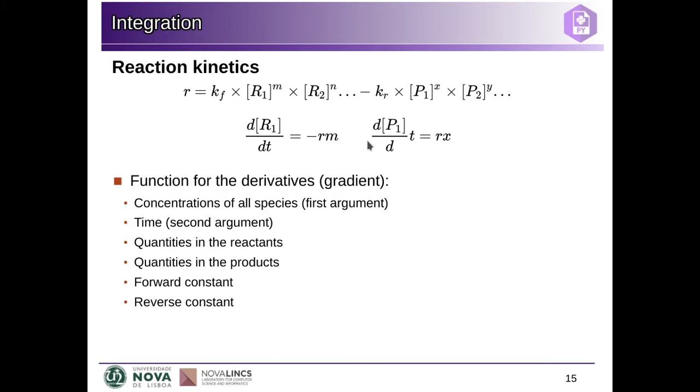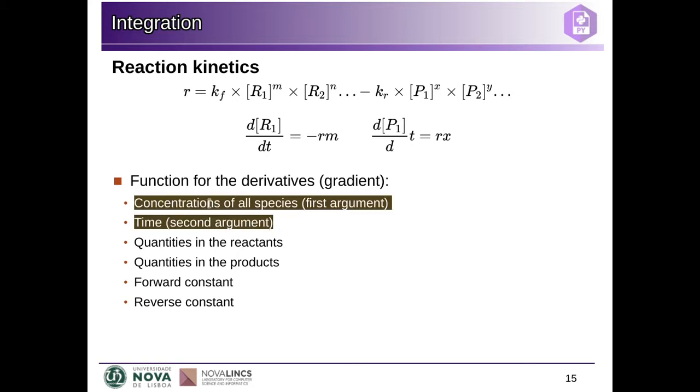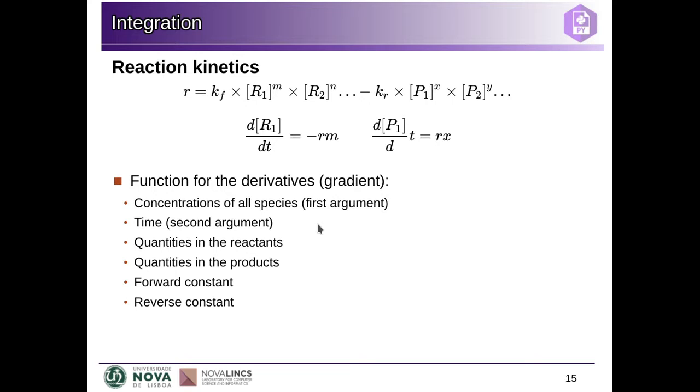We need to create a function for the derivatives, or for the gradient of the overall function of all these variables, but the derivative of each species. And so we'll need to create our function to be compatible with odeint. So we need these two first arguments. First one is a vector with the concentrations of all species at the current time. And the second one is the current time. Once again, we are not going to need the current time because our equations do not change over time.